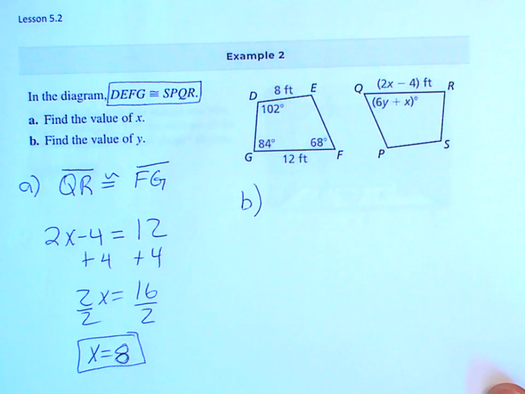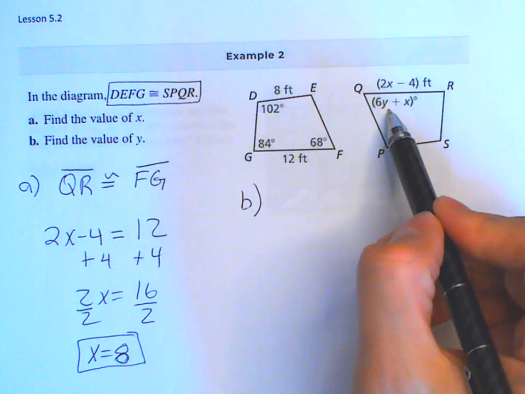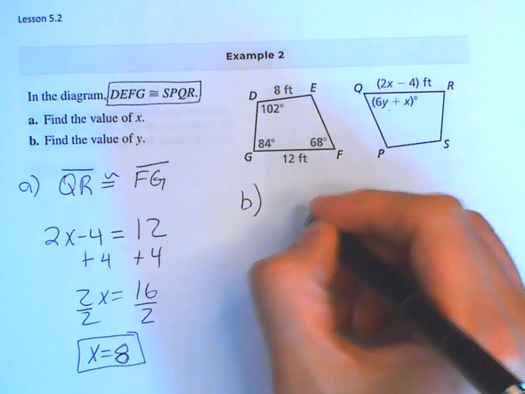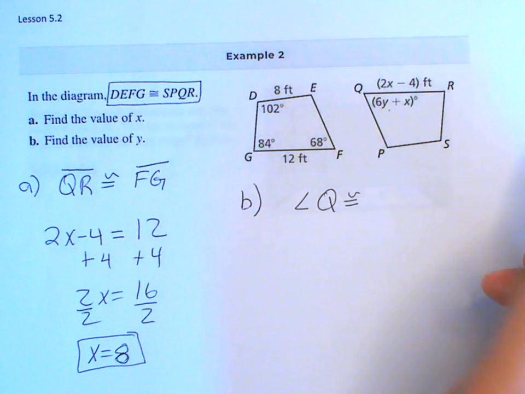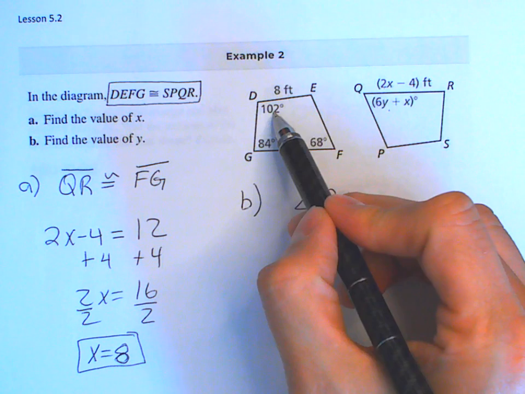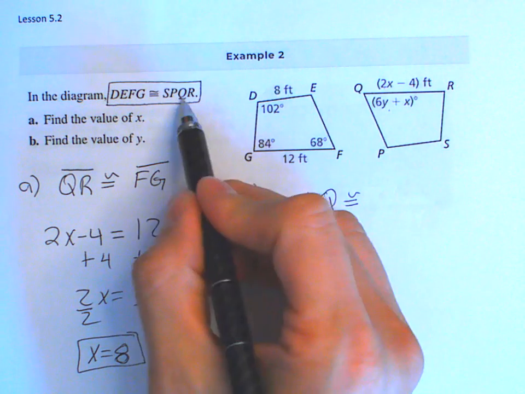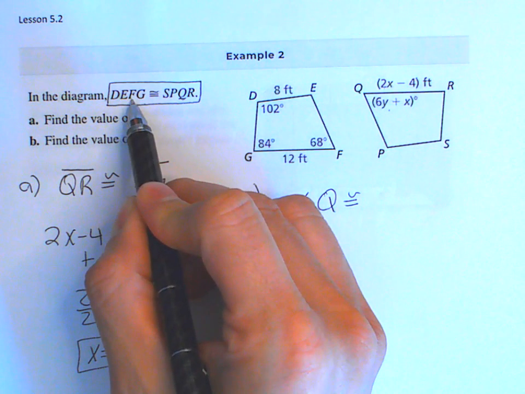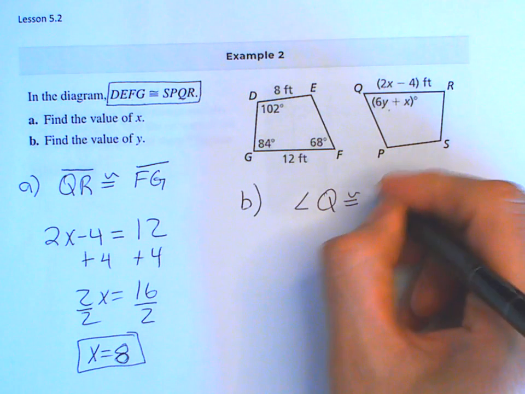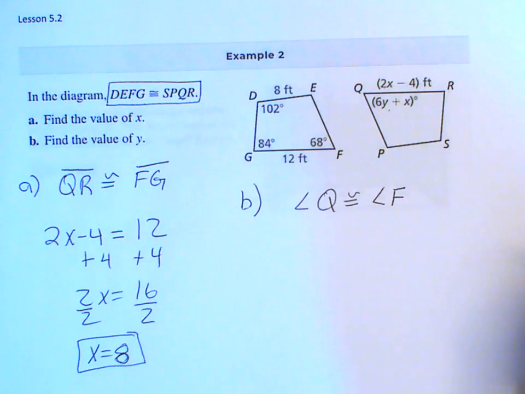Now for part B, they want me to solve for y. Y happens to be here and it corresponds to angle Q. Angle Q is congruent to what angle? Now if you think it's going to be congruent to D, you are wrong, because Q happens to be the third one here, and the third one here happens to be F. So it's congruent to F.